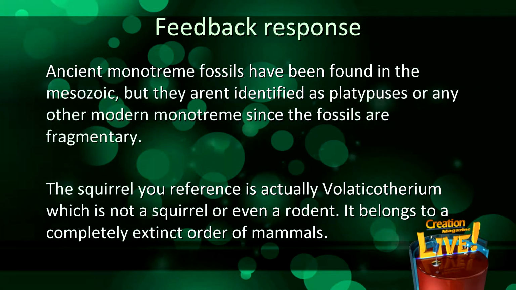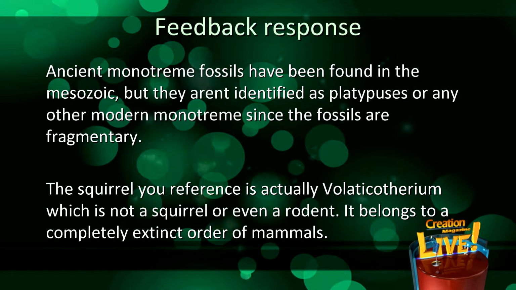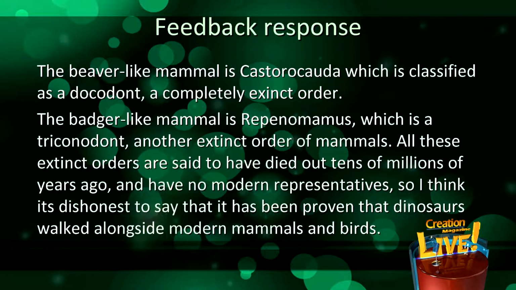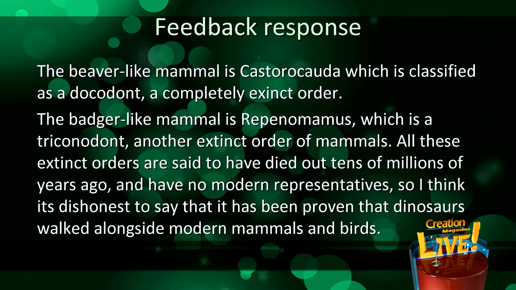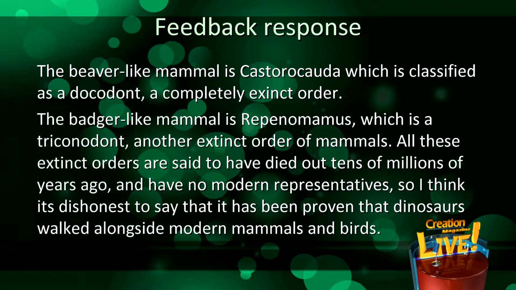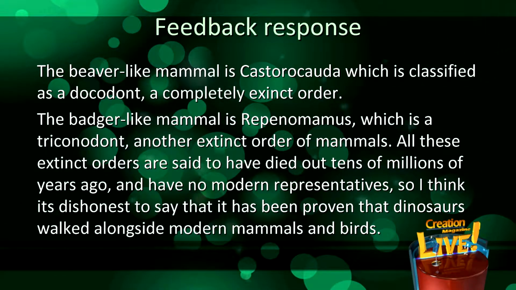The squirrel you reference is actually Volaticotherium, which is not a squirrel or even a rodent. It belongs to a completely extinct order of mammals, and the beaver-like mammal is Castorocauda, which is classified as a docodont, a completely extinct order. The badger-like mammal is a Repenomamus, which is a triconodont, another extinct order of mammals. All these extinct orders are said to have died out tens of millions of years ago and have no modern representatives, so I think it's dishonest to say that it has been proven that dinosaurs walked alongside modern mammals and birds.